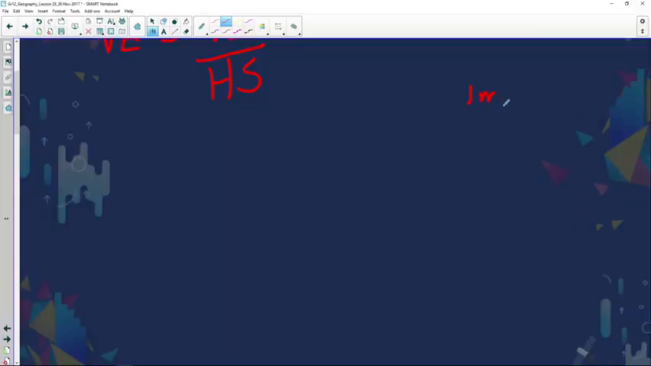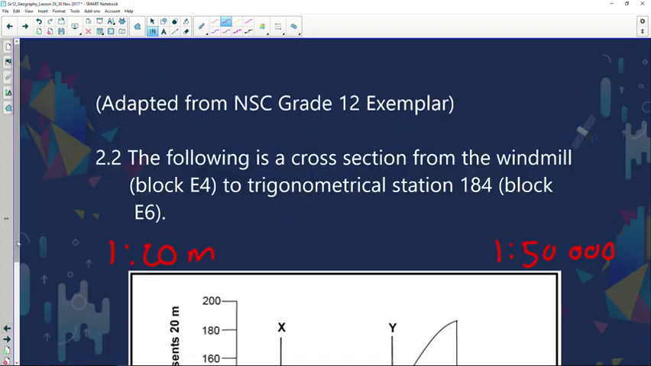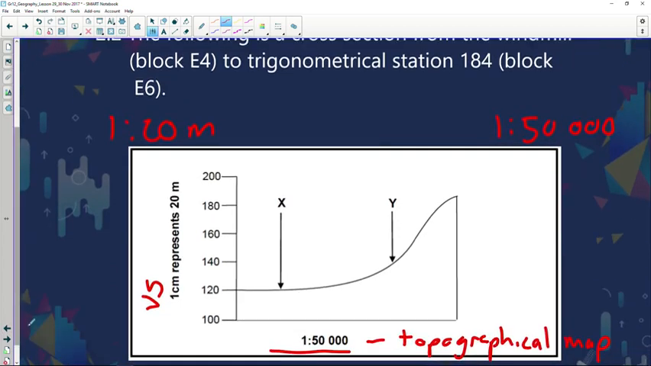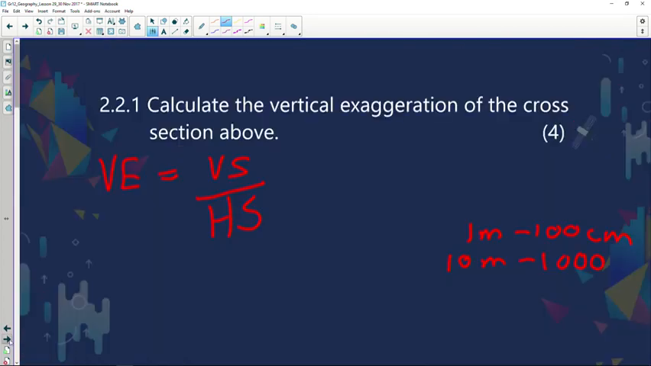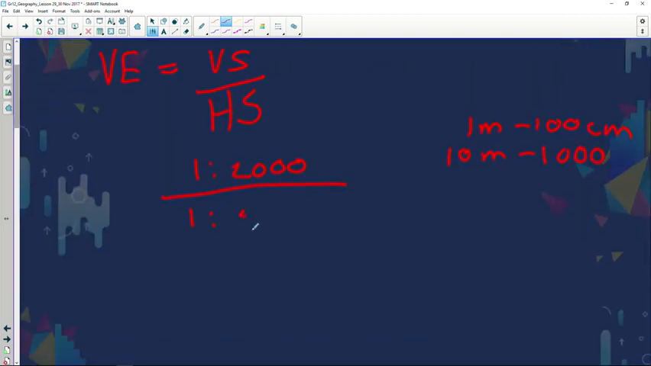Now, how many centimeters is there in 1 meter? 100. Now, how many centimeters is in 10 meters? 1,000. Now, if you look, what's the vertical scale? 20 meters. How many centimeters is going to be in 20 meters? 2,000. So our vertical scale is 1 to 2,000, and our horizontal scale has been provided for us, 1 to 50,000.